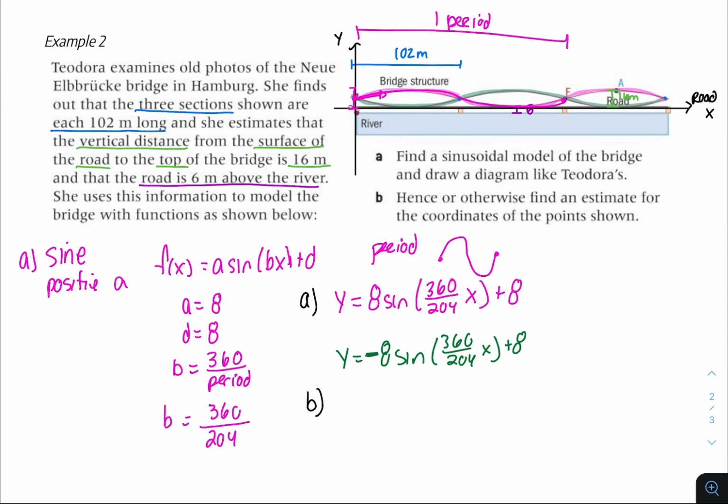And now for part B, we're trying to estimate the coordinates of F and A. So let's focus on coordinate F first. Coordinate F is on the principal axis, right? So we know that the y-coordinate of F is going to be our principal axis, which is 8. So I'm going to write down the y-coordinate. And then if we think about the x-coordinate for F, well, we've done 102 and another 102, a full period. So that's going to be our 204.